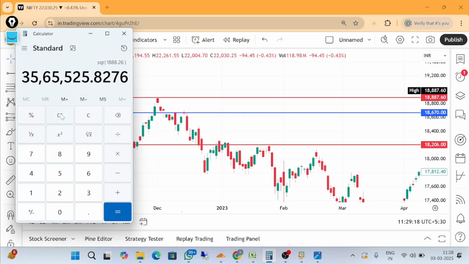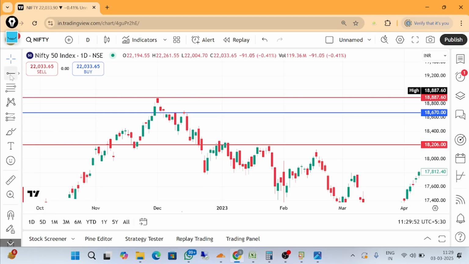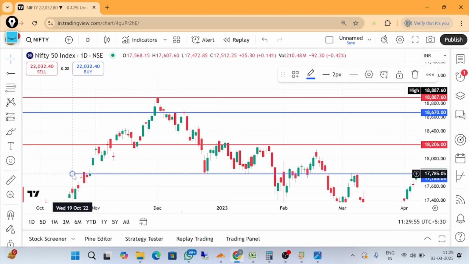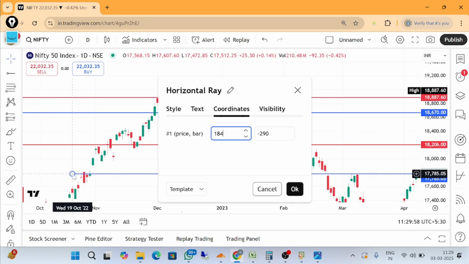Oh sorry, again I made a mistake, I'm so sorry. 18887.60 divided by 10, so that it makes a 4-digit number. Square root of it minus 0.5, equal to the square root, 18455. So now my next number is 18455.